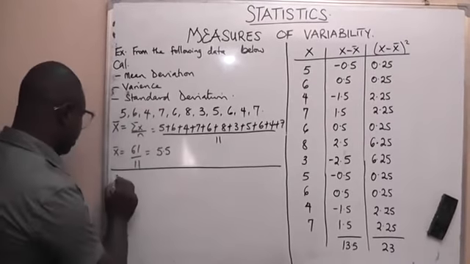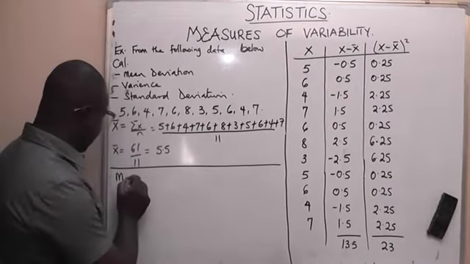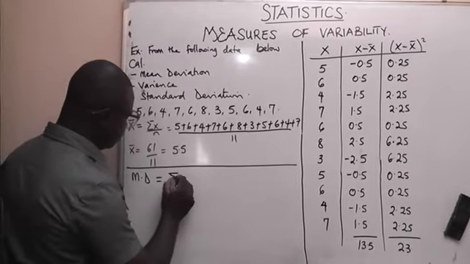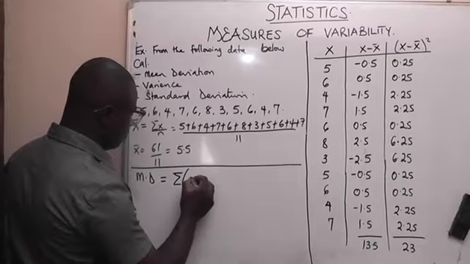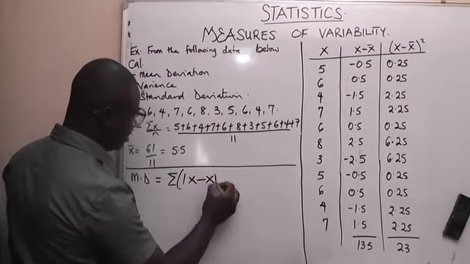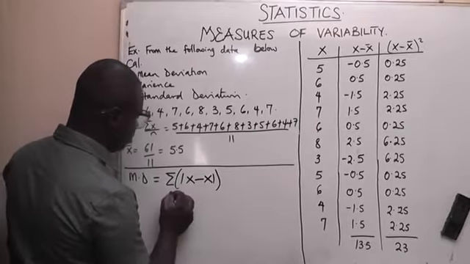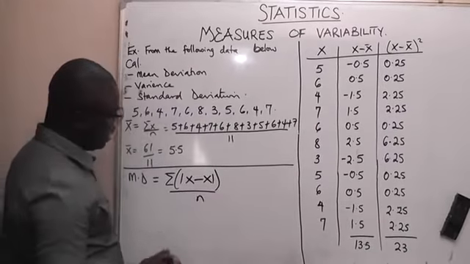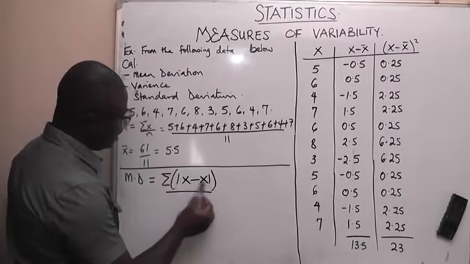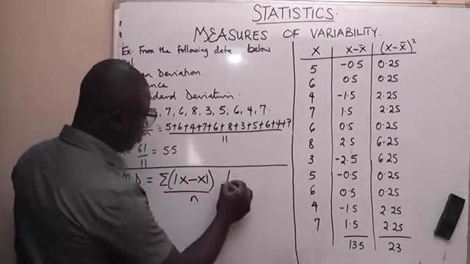Now, mean deviation, maybe I'll just write MD. The formula for mean deviation is the summation of the modulus of (x minus x bar), all over n. Now, I guess you are asking, what is this symbol? What does it mean? The symbol actually stands for modulus.